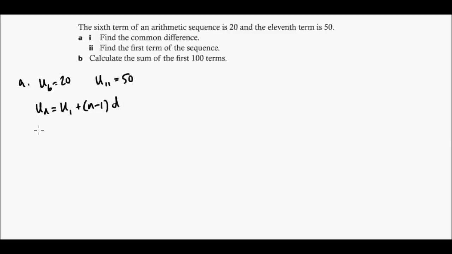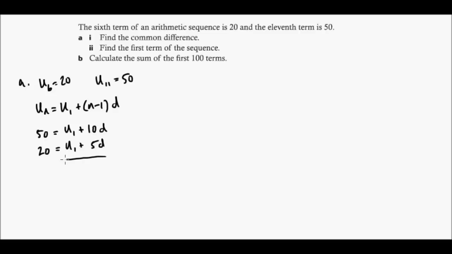Okay, so what we're going to do is just sub this in. We already know the answer to this. So we're going to just do 50 equals the first term, which we don't know, plus n minus 1. Well, it's 11 minus 1, so it's going to be 10d. And then we'll sub that one in. So we know the answer, 20. We don't know the first term. It's the sixth term, so 6 minus 1 is 5d.